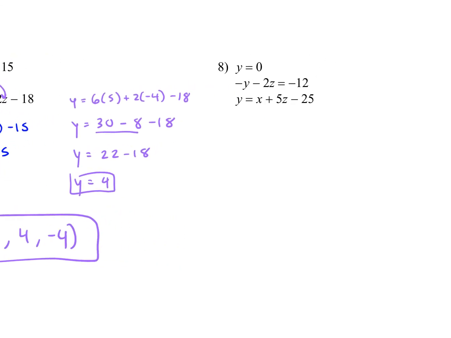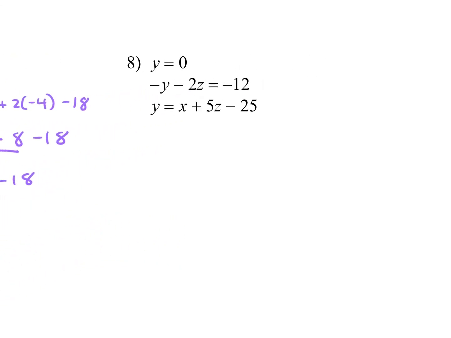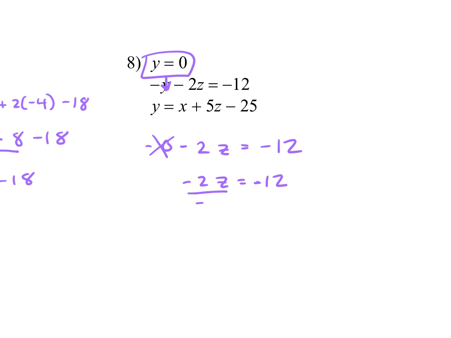All right, let's look at number 8. What should I do first? Plug in y. Because I have y is equal to 0, so I take the one with one variable, plug it into the one with two variables. So I have negative 0 minus 2z is equal to negative 12. Add 0 on both sides, which is just 0. So negative 2z is equal to negative 12. Then what should I do? Divide both sides by negative 2. So negative 12 divided by negative 2 is what? 6.